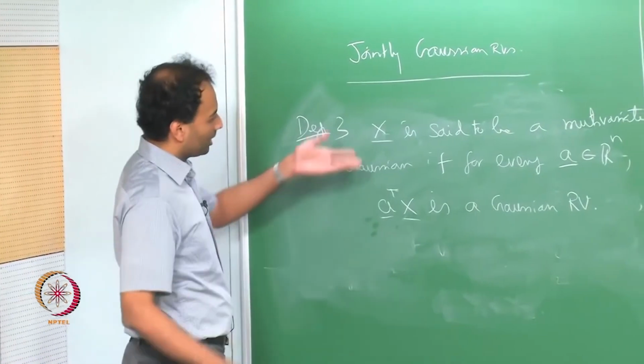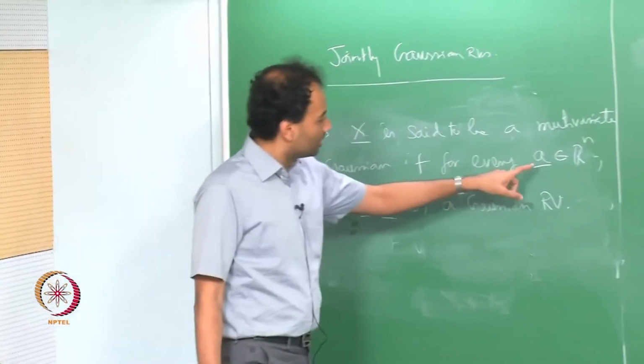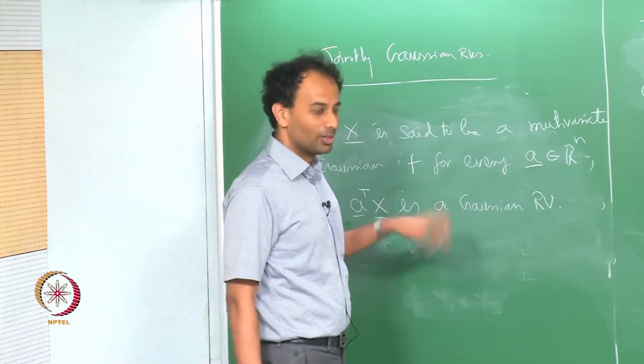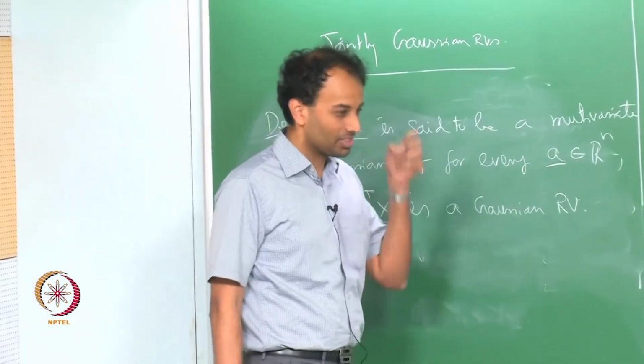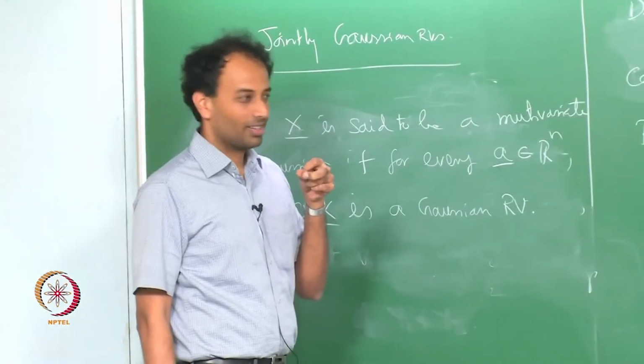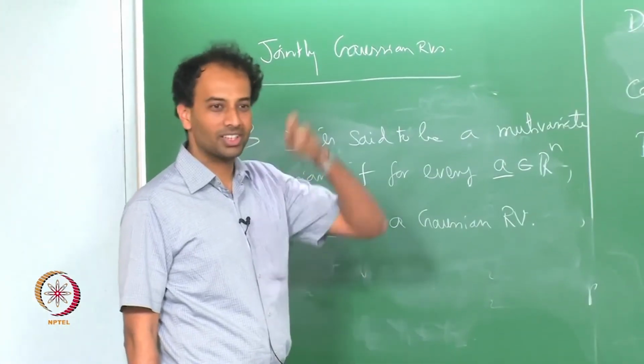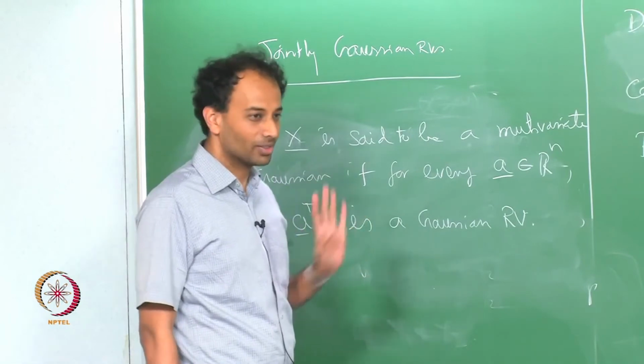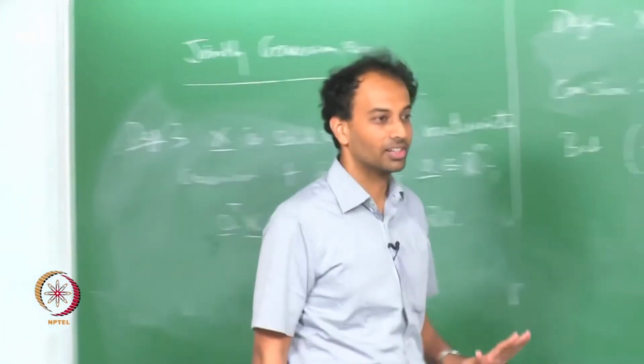So, in particular, you can take a equal to 0, and then you will get 0. So, you have to basically accept the 0 random variable as a very special case of a Gaussian with 0 mean and 0 variance. So, subject to that understanding, this definition is fine.